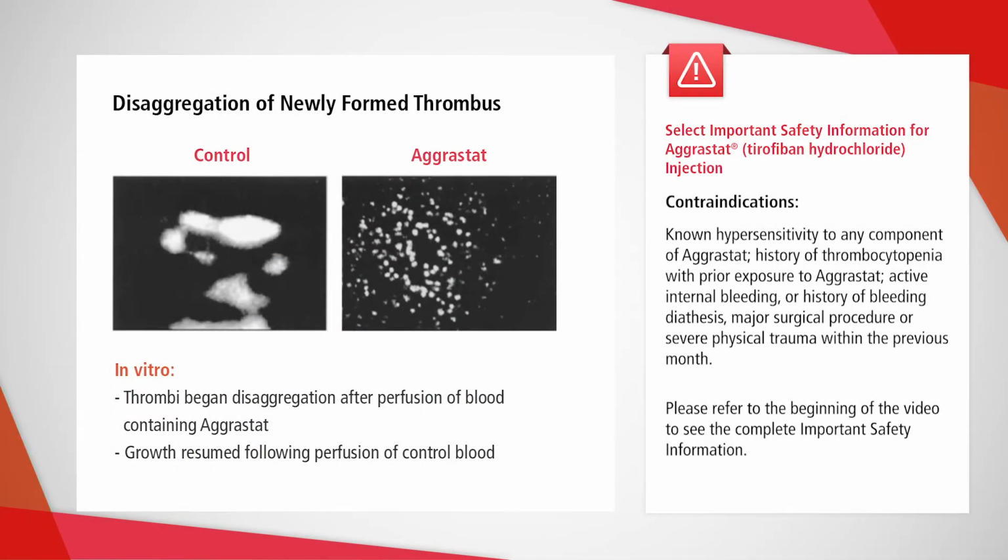Importantly, through its mechanism of action, Aggrastat has the ability to disaggregate an existing thrombus, which neither an anticoagulant like heparin nor a P2Y12 inhibitor can do. However, there are limitations to what thrombus it can disaggregate. Typically, it works best on a fresh thrombus.